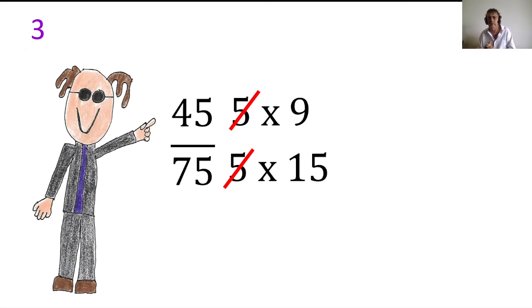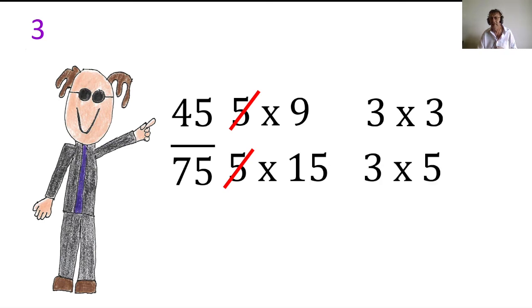That now leaves us 9 over 15. Both are composite numbers, so we need to factor both numbers. Now, we know that the factors of 9 are 3 times 3, and 15 is an odd number, divide by 3, answer is 3 times 5. Any common factors? Yes, of course. We've got this one and this one. Cancel them out. That leaves us 3 over 5. 3 fifths.